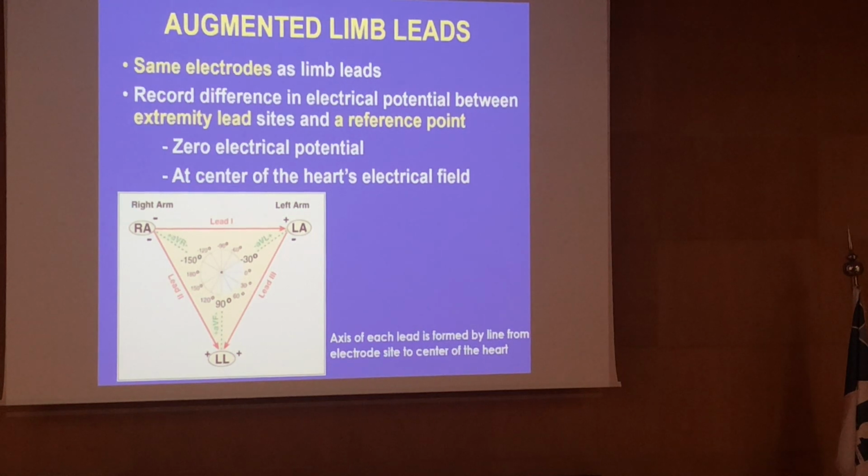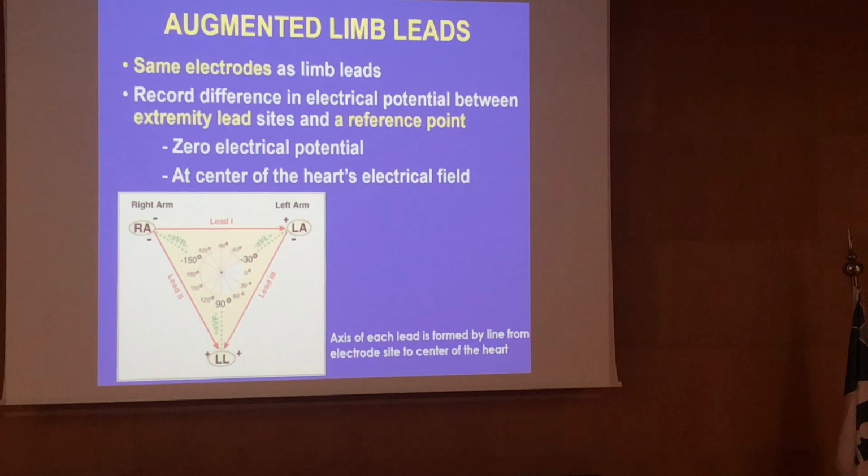Left arm, if I put the electrode there and I said, okay, this is my augmented vector left in the left arm. So it is the same as lead 1. So P wave is positive, QRS complex is positive. The augmented vector foot is similar to lead 2 and lead 3. Okay? Because the positive electrode is in the lower.